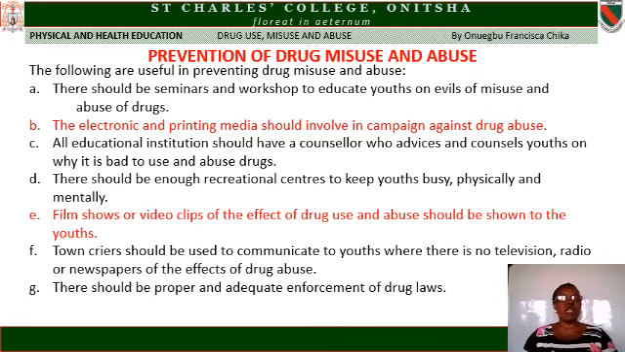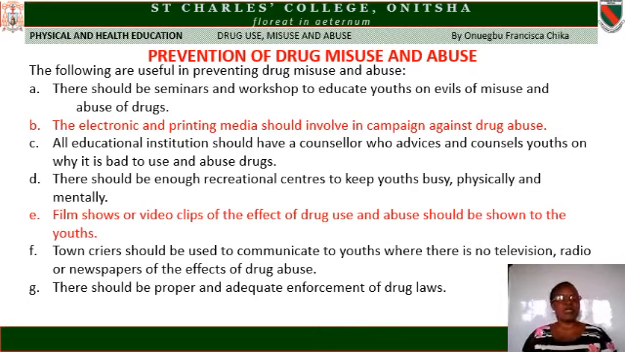Then all educational institutions should have a counselor who advises and counsels youth on why it is bad to use and abuse drugs. Like we have one in our school, a well-qualified counselor, who advises students. So it is important that all educational institutions should have these counselors. When these counselors see the behavior of certain students, they may call them and counsel them and find out why they are behaving the way they are behaving.